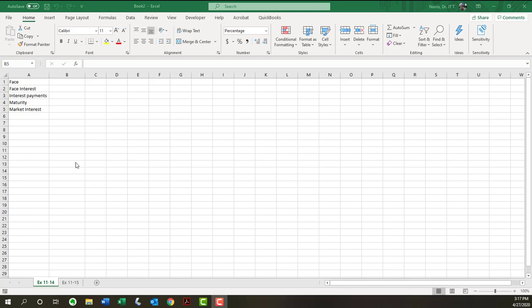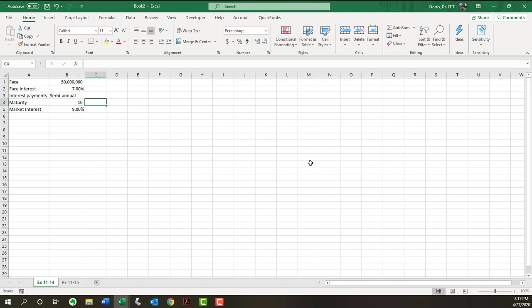So the first one is a bond issuance of 50 million at a face interest rate of 7%. The bond is going to be paying semi-annually. It is going to mature in 10 years. And the market interest rate on this date is 9%.